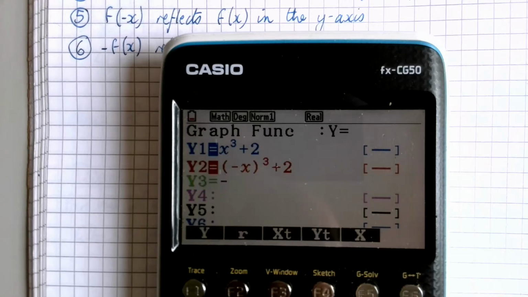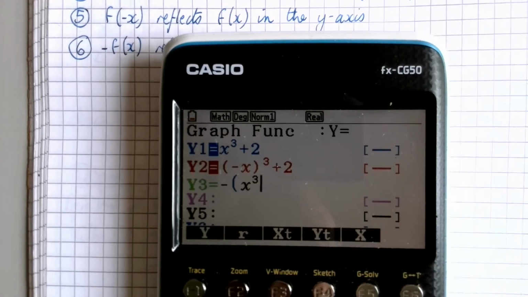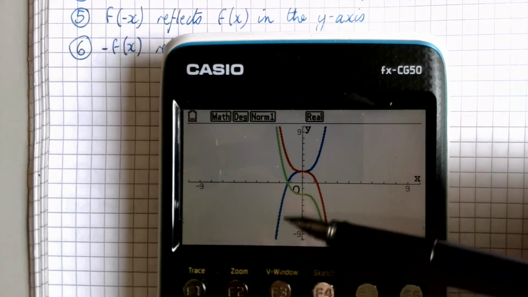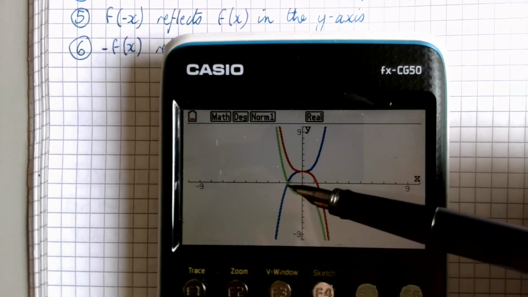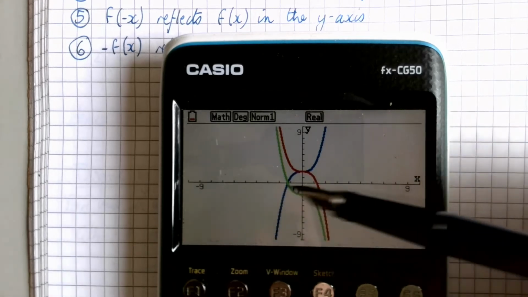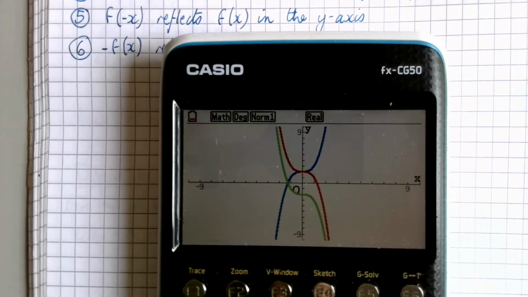So if I type that in here, you've got minus, and then if we put x cubed plus 2 into the bracket like that, and then press draw, then the green one, don't get confused by the red one, because it looks like it's just the red one moved down, but actually we're looking at the blue, and the green is a reflection of the blue in the x-axis.